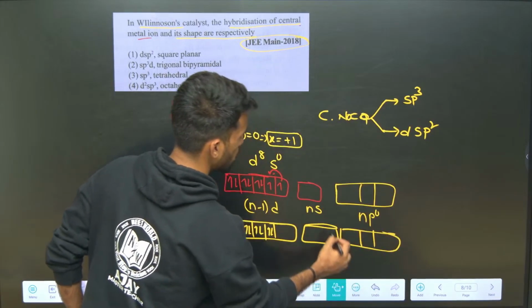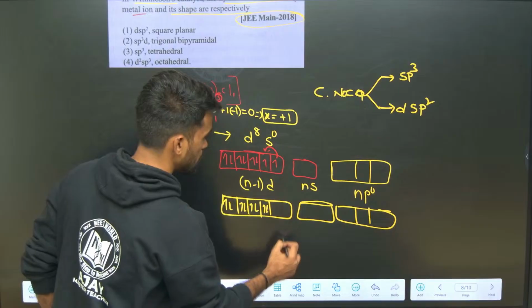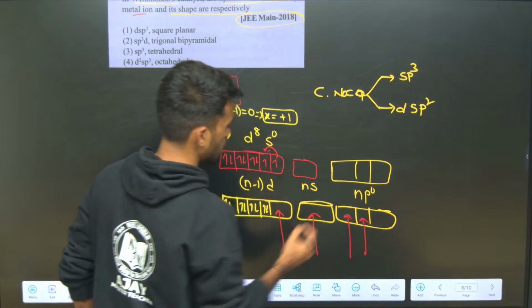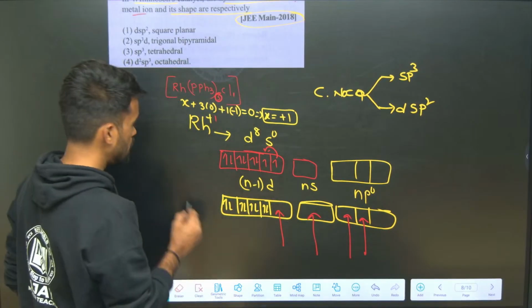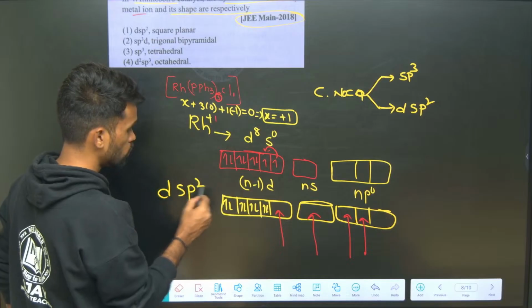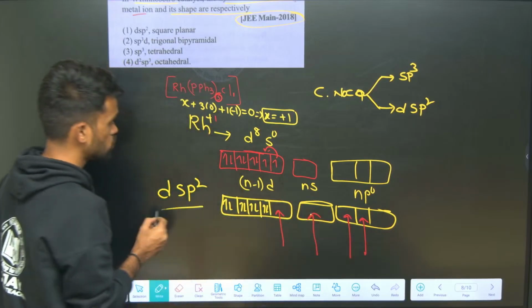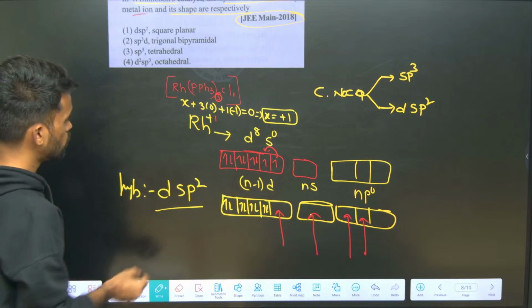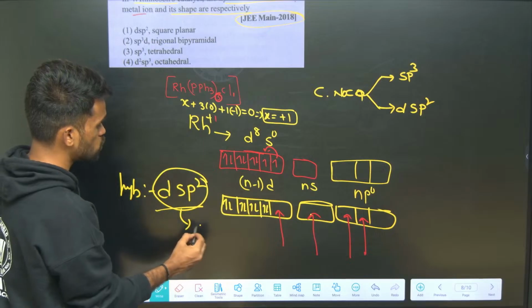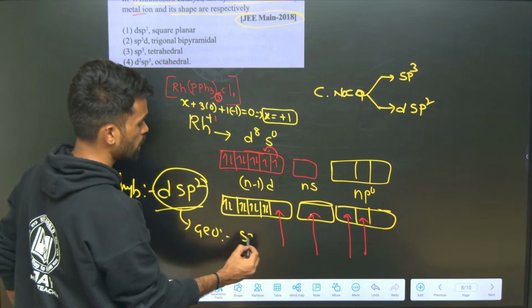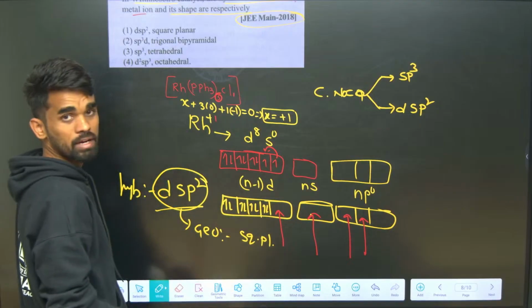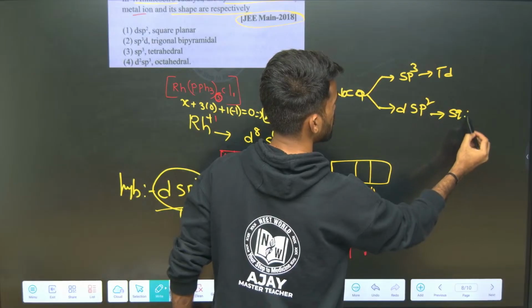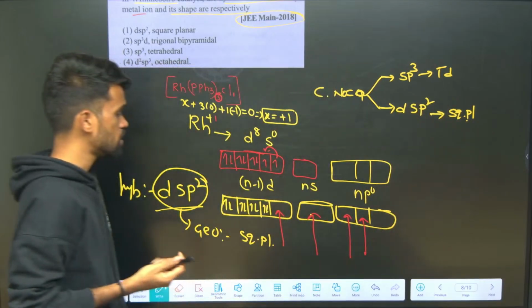So what orbitals do we have here? 1 empty d orbital, 1 s and 2 p orbitals for the 4 ligands. So what is the overall hybridization? dsp2: 1 d, 1 s and 2 p. So dsp2 is the hybridization of this complex. For dsp2 hybridization, what is the geometry we get? It will be square planar. For sp3 the geometry will be tetrahedral, for dsp2 it is square planar. So this is how you need to answer.